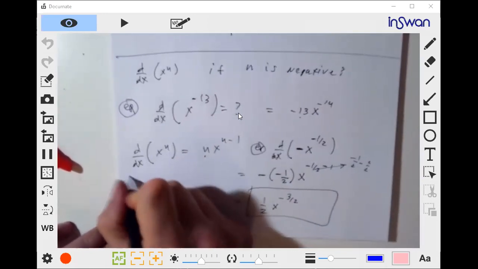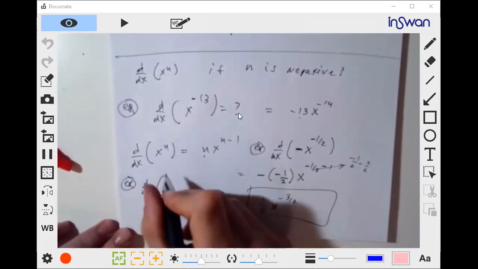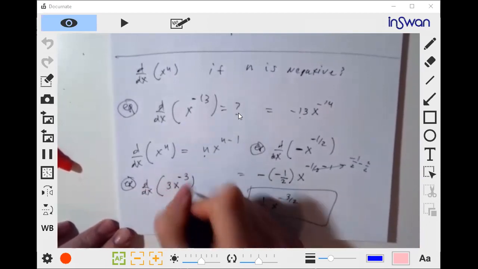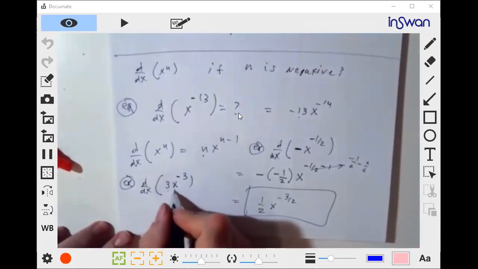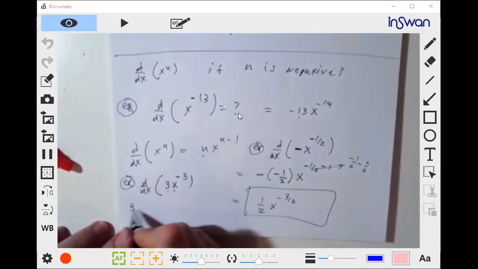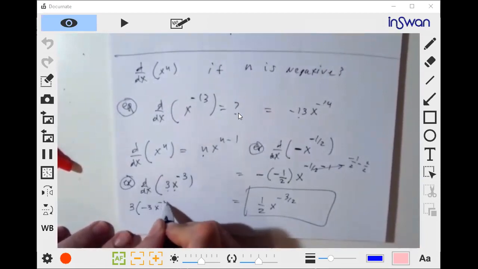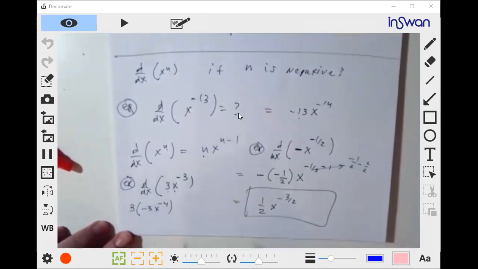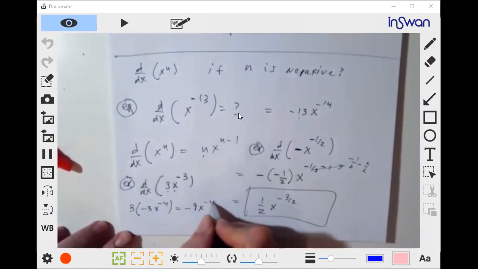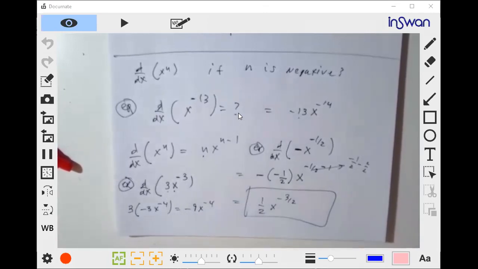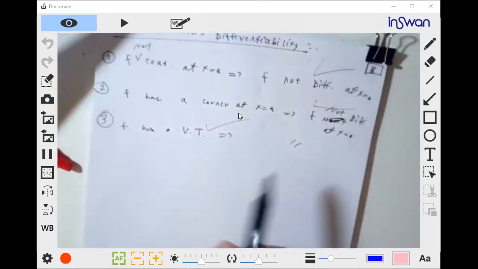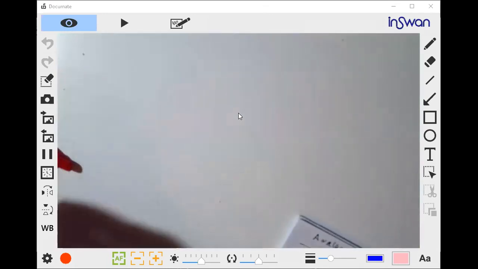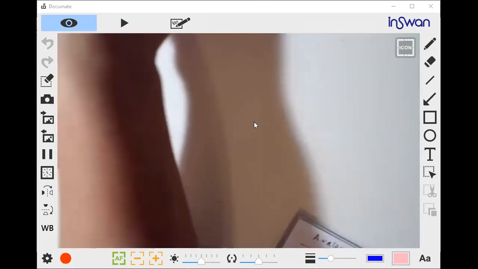Here's another example. What's d dx of 3x to the negative 3? So notice the derivative, the differential operator ignores this constant. It just attacks this x to the negative 3. So this becomes 3 times a negative 3, x to the negative 4. Easy as that. So this becomes negative 9, x to the negative 4. Okay. Very good. This concludes and wraps up 2.2, our section on our differentiability rules.